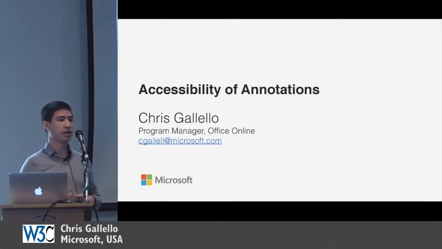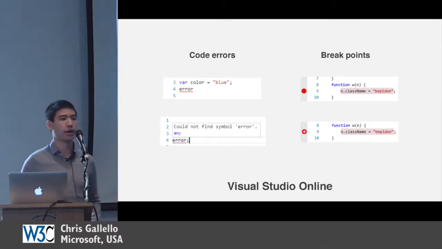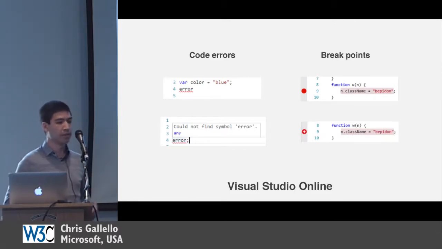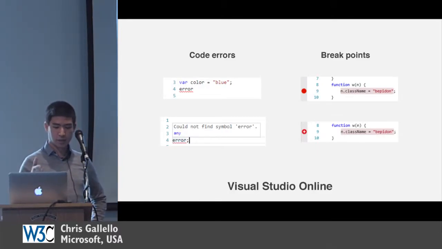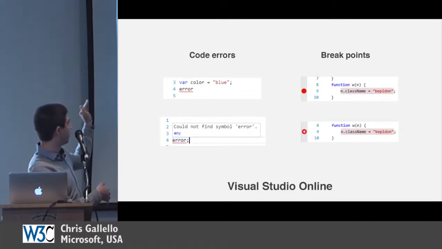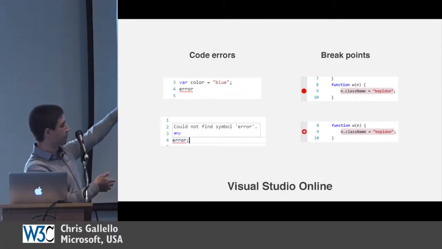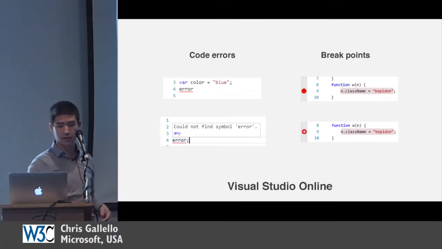It's not just Office Online. We have other products within Microsoft. So I'll start out with Visual Studio Online. This is another product that we're working on that's out on the web right now. You can consider it to be a code editor on the web, and you can see we have code errors and also breakpoints. You're writing code, and then you might have a squiggly line error, and if you hover over that, you get some text that says could not find symbol error.